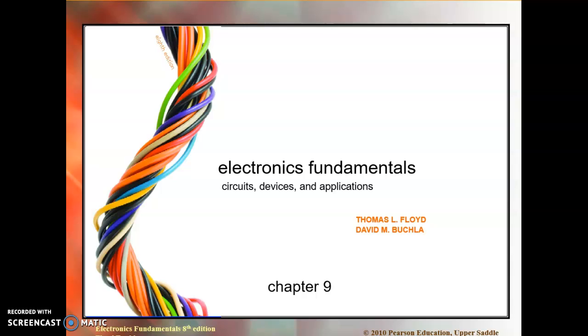In this video, we are going to talk about capacitors, different types of capacitors, how to add them in different configurations, how to design them, and different presentations of capacitors.